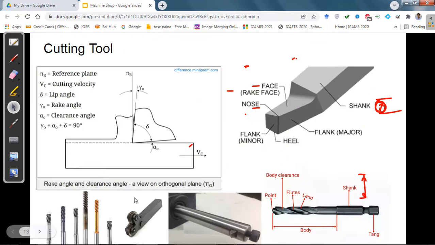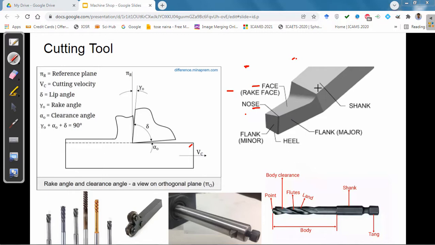Now coming to the cutting tool. Cutting tools can be of different kinds, but a few things you should remember, like it can be a single point cutting tool, it can be a multi-point cutting tool. Most of the cutting tools used for turning or facing are single point cutting tools.